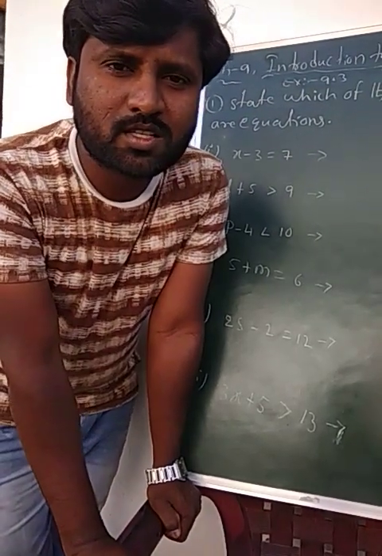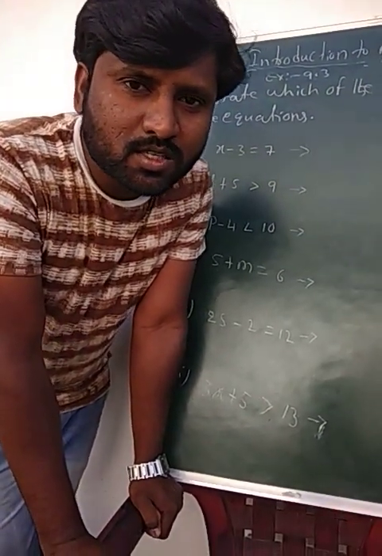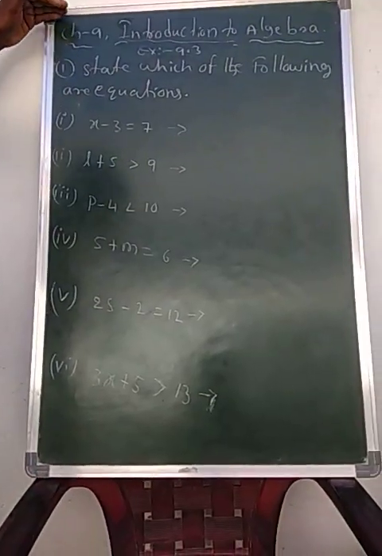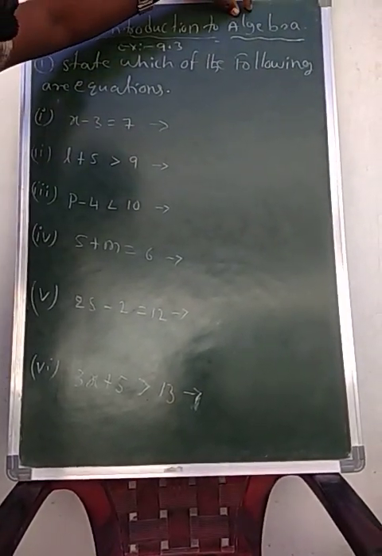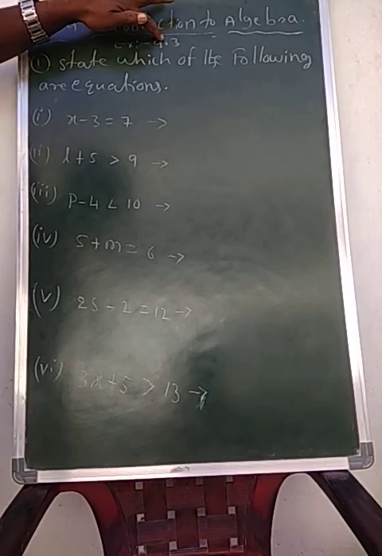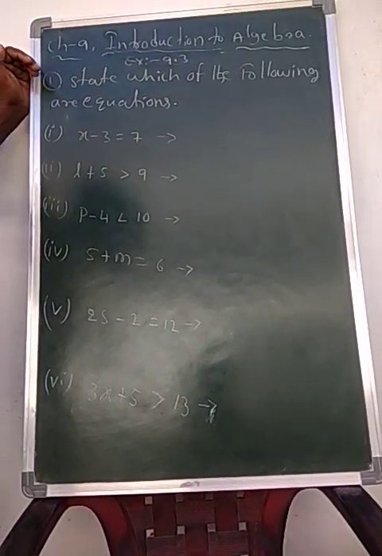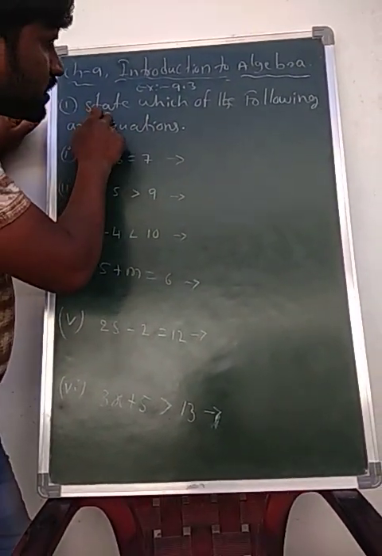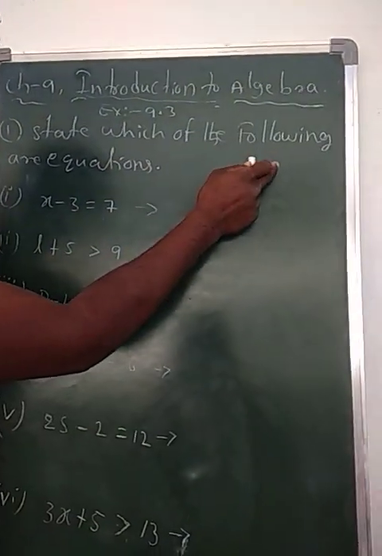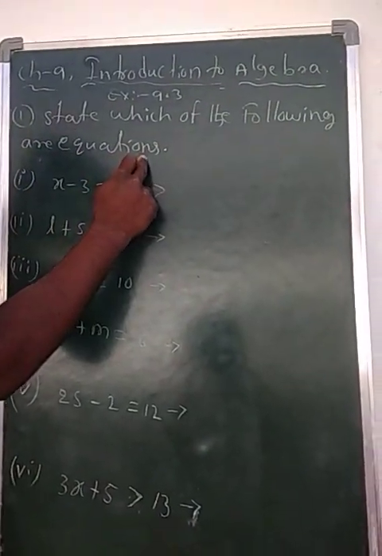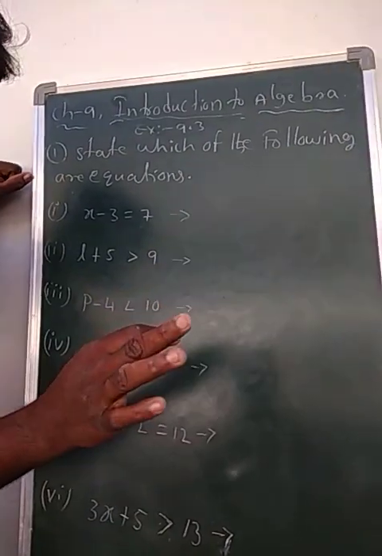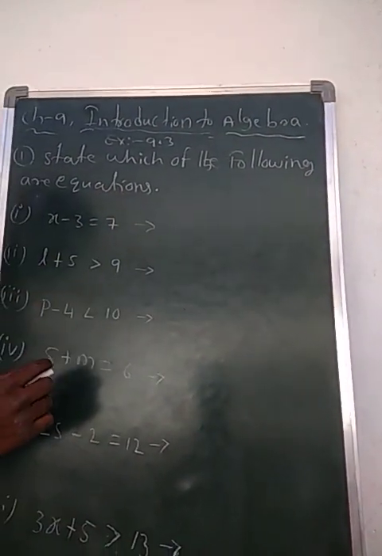Good afternoon, students. Today we are going to discuss chapter 9, Introduction to Algebra, exercise 9.3, first main. The question is: state which of the following are equations. Which of the following are equations? So that is the question.